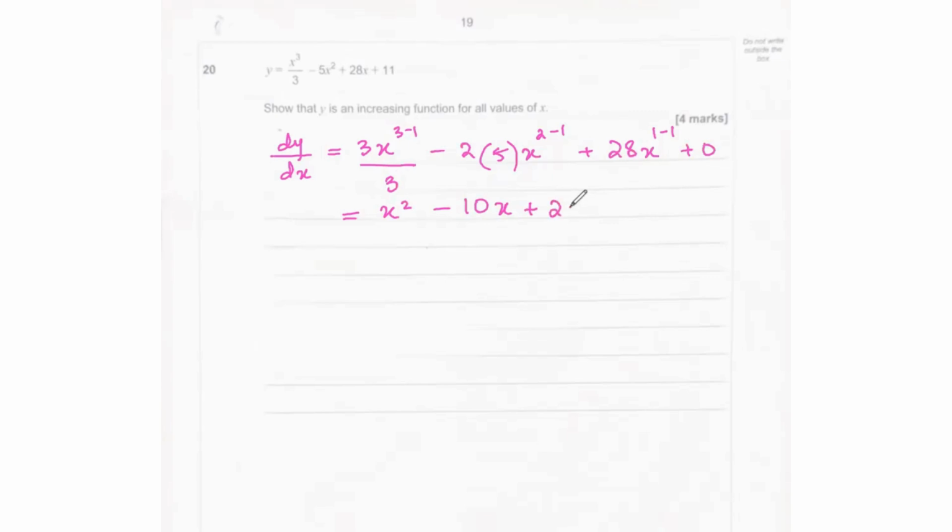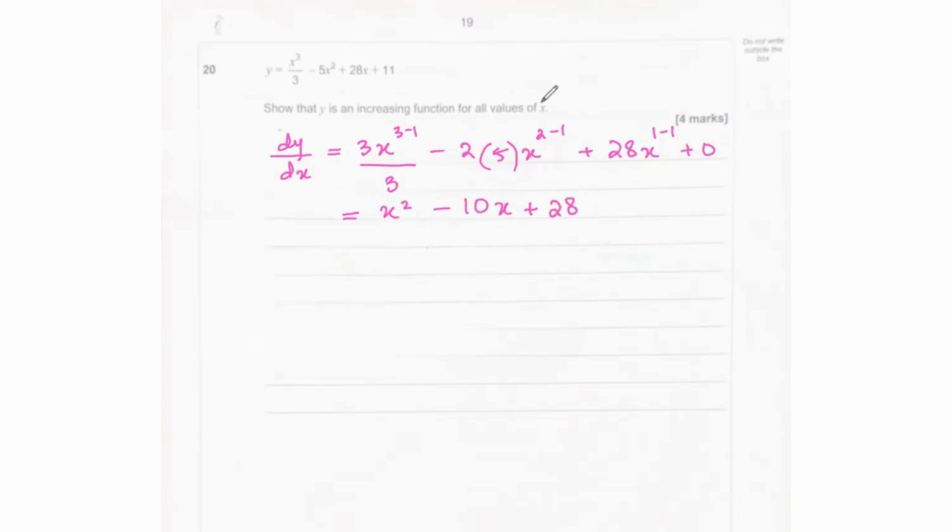dy over dx equals, bring the power down, 3 times x to the power of 3 minus 1 over 3, minus 2 times 5 times x to the power of 2 minus 1, plus 28 times x to the power of 1 minus 1, plus 0. The 11 becomes a 0 because every constant that is differentiated becomes 0, because there's no x with the constant, so its derivative is going to be 0. So that's going to be x squared minus 10x plus 28.